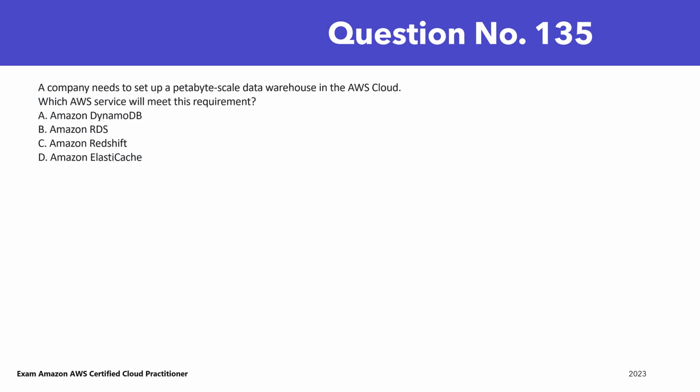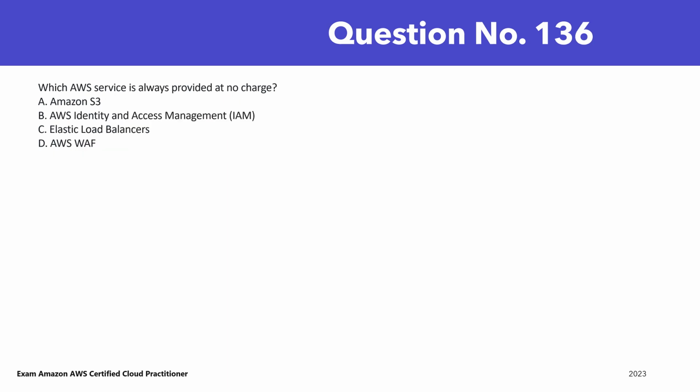A company needs to set up a petabyte-scale data warehouse in the AWS Cloud. Which AWS service will meet this requirement? A. Amazon DynamoDB. B. Amazon RDS. C. Amazon Redshift. D. Amazon ElastiCache. Correct answer, C.